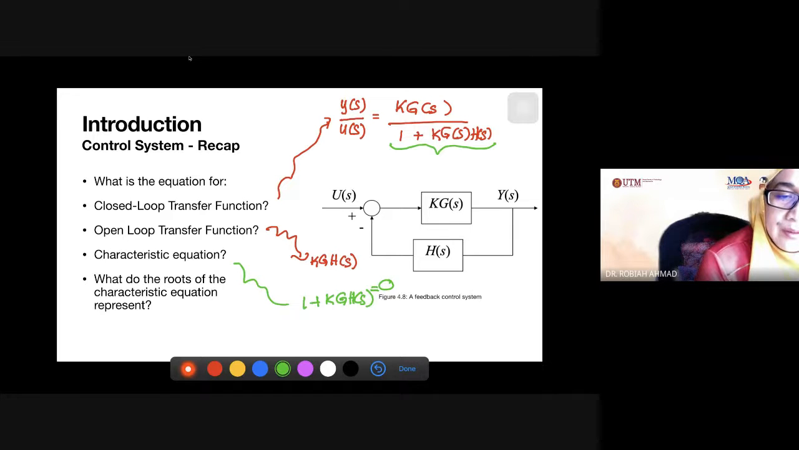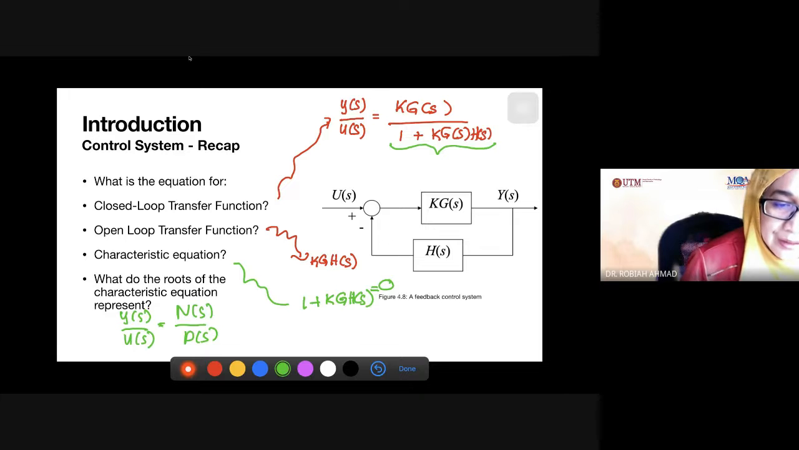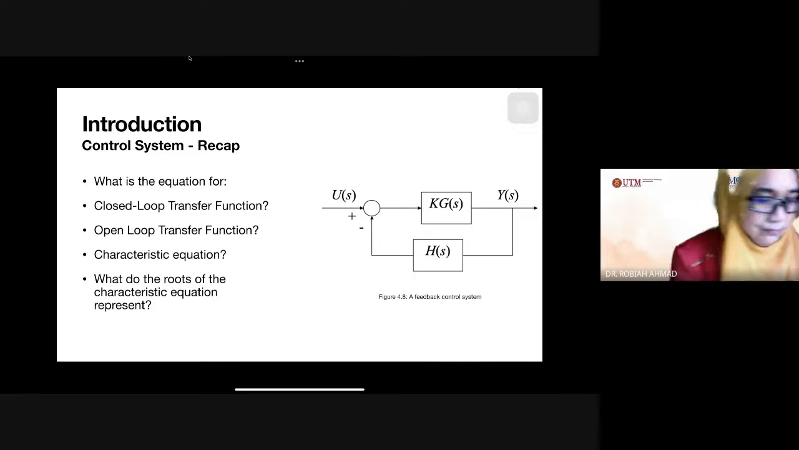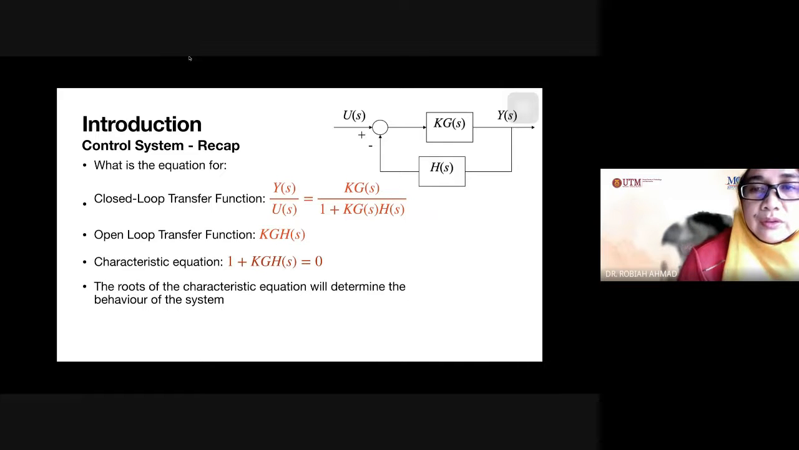What do the roots of the characteristic equation represent? So what did we say earlier? When we get Y(s) over U(s), it is actually numerator over denominator. So the characteristic equation represents the denominator, and the roots are actually telling us about the poles of the system. Okay, any questions? So this is the solution.